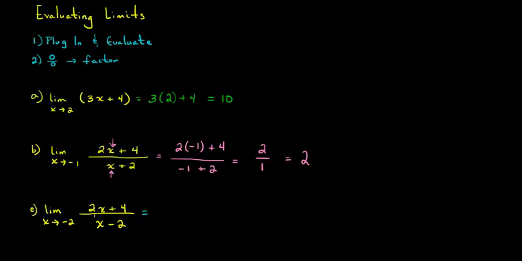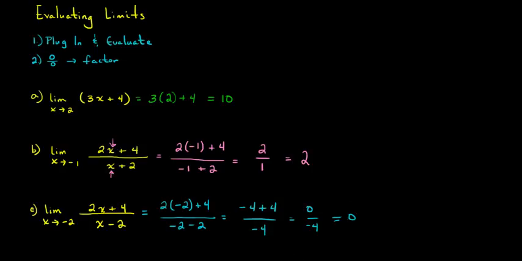So let's look at part C, and let's again just practice and do the exact same thing. If I substitute here, I'm going to have 2 times negative 2 plus 4 all over negative 2 minus 2. 2 times negative 2 is negative 4, so on the top I'm going to have negative 4 plus 4 over negative 2 take away 2, that is also a negative 4. In the numerator, negative 4 plus 4 is 0. Negative 4 remains the same. 0 divided by negative 4 is equal to 0.